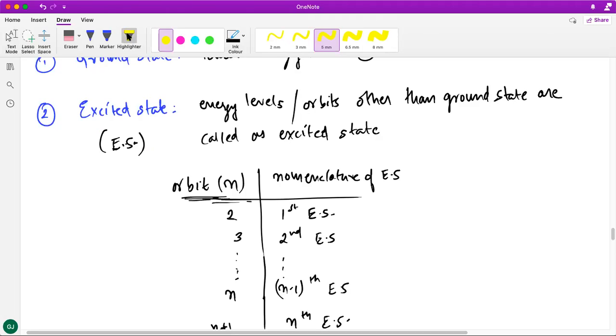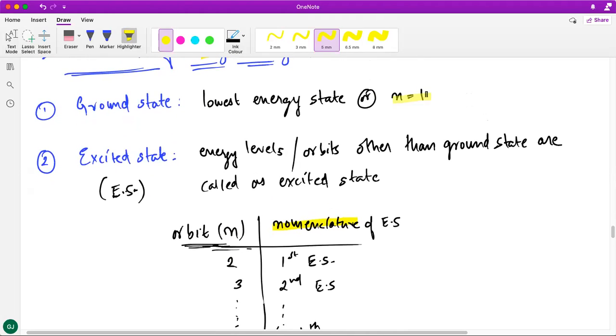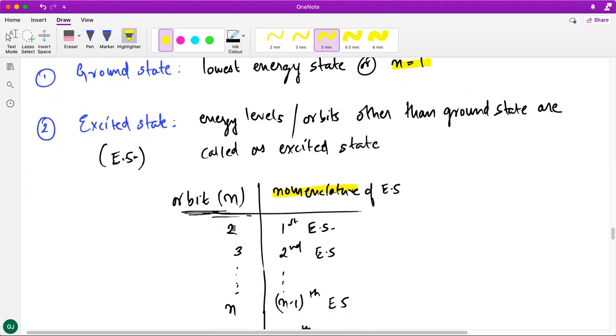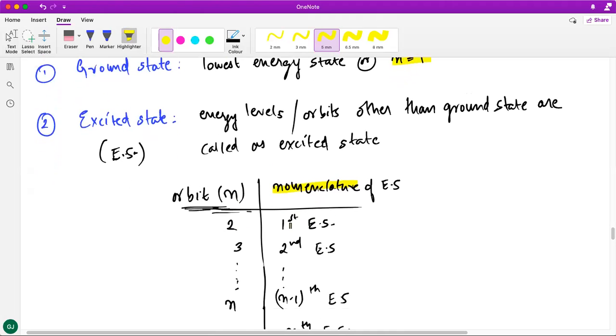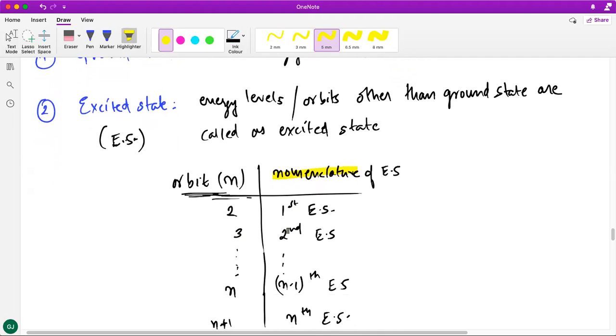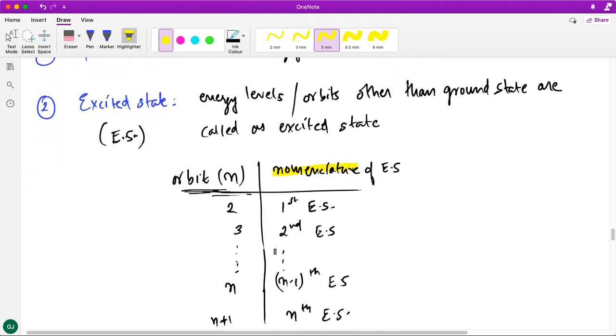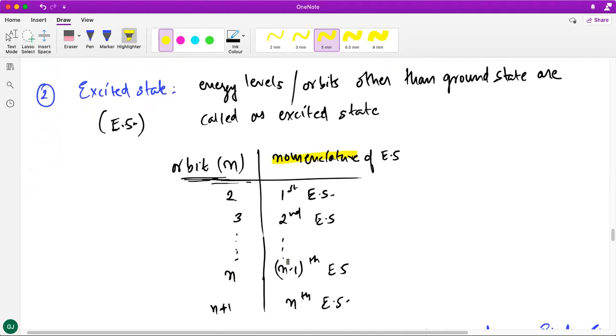However, here there is a nomenclature which you should notice. That will be important for you to remember in questions. So in single electron system, the first orbit we called the ground state. Second orbit will be called the first excited state. Third orbit will be called the second excited state, and so on and so forth. The nth orbit will be called the n minus 1th excited state, or the n plus 1th orbit will be called the nth excited state.